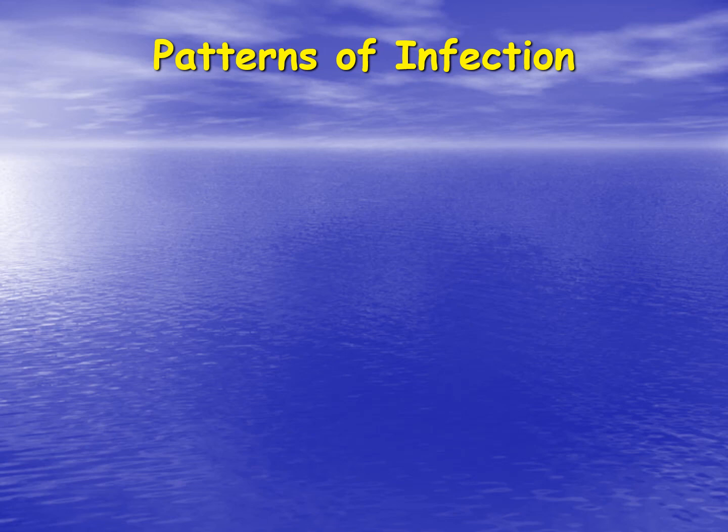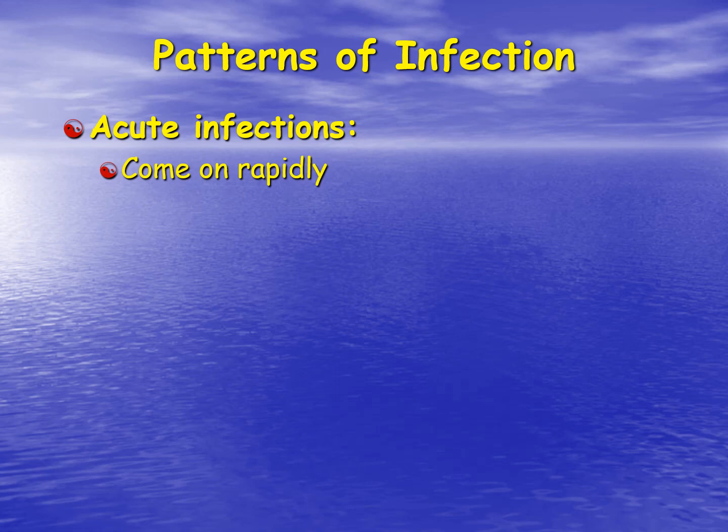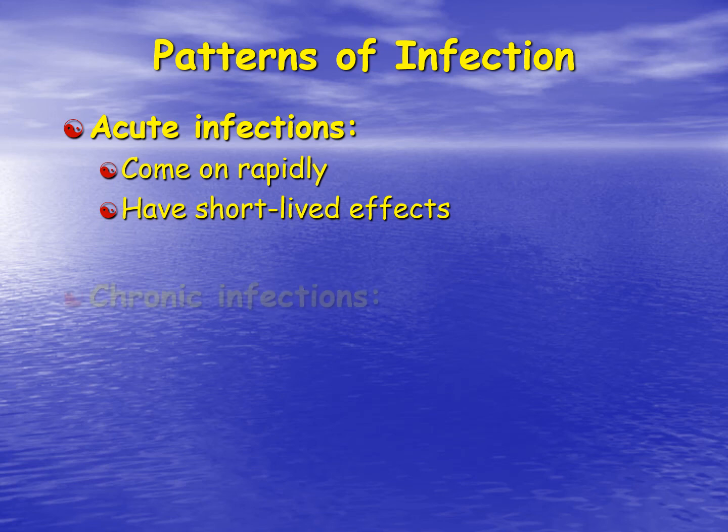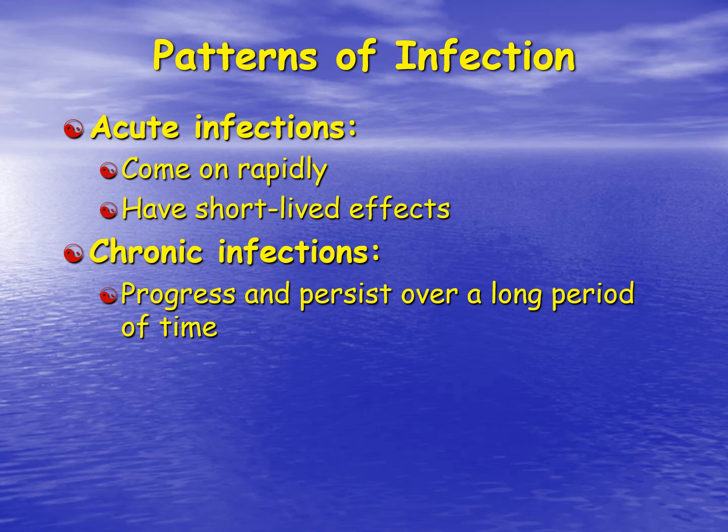So, patterns of infection, we can look at what we call acute infections. Typically, these come on very rapidly with signs and symptoms, but they resolve fairly quickly. In fact, the conventional definition of an acute infection or inflammation is anything that lasts less than 2 weeks, versus chronic infections, which can come on rapidly, but more often than not, the onset is much slower and persists over a longer period of time. Again, the conventional definition of chronic is anything that lasts 6 weeks or longer.